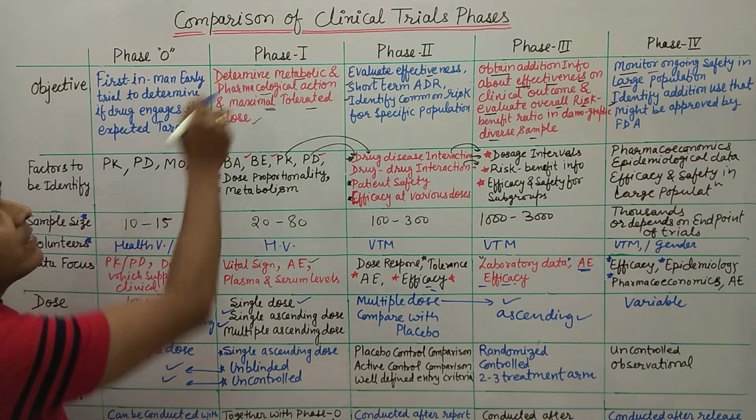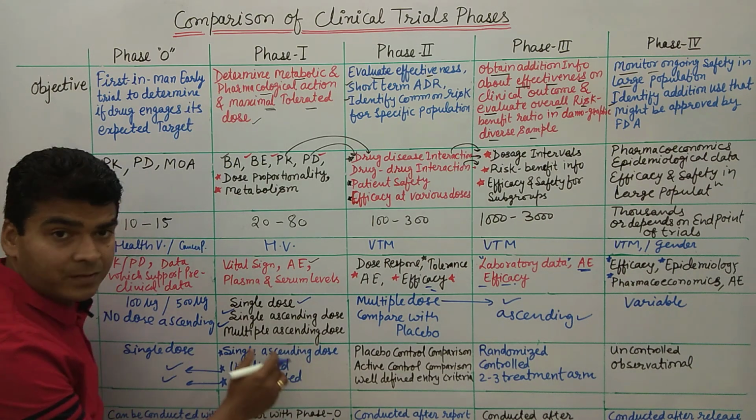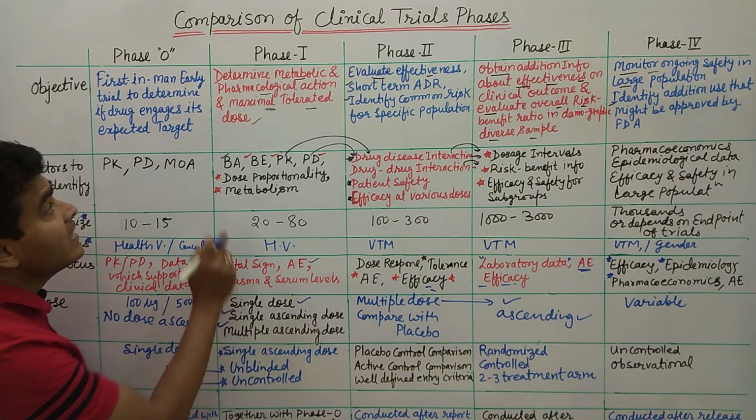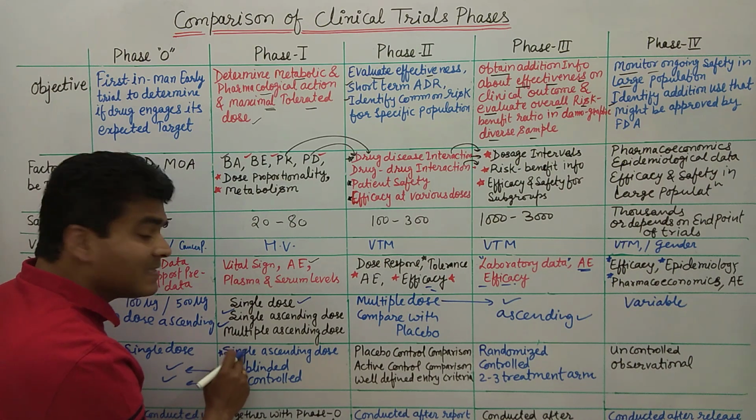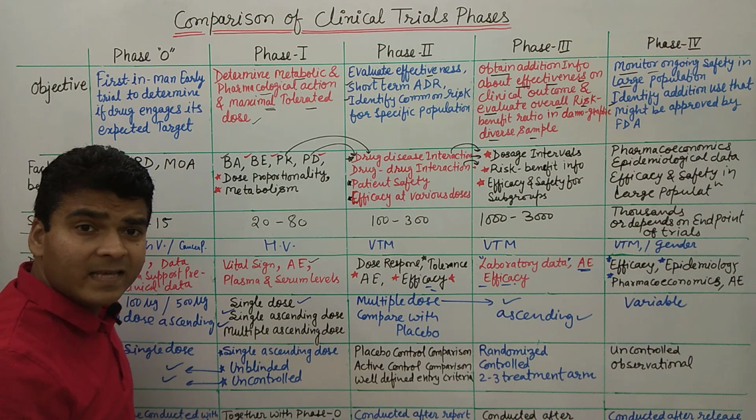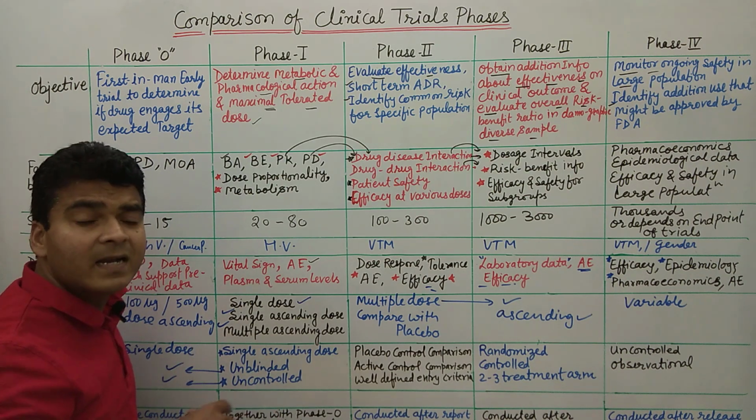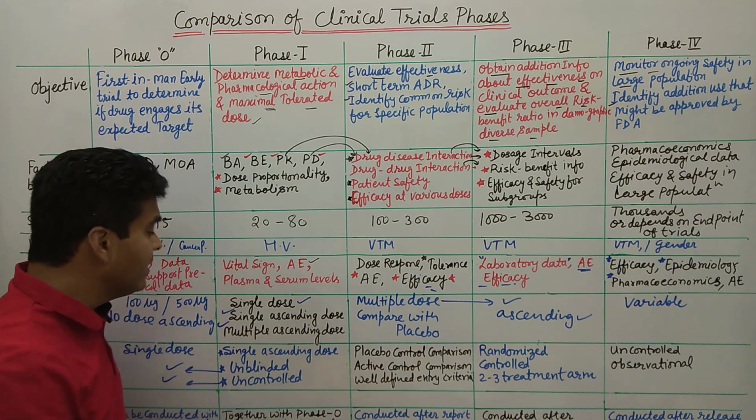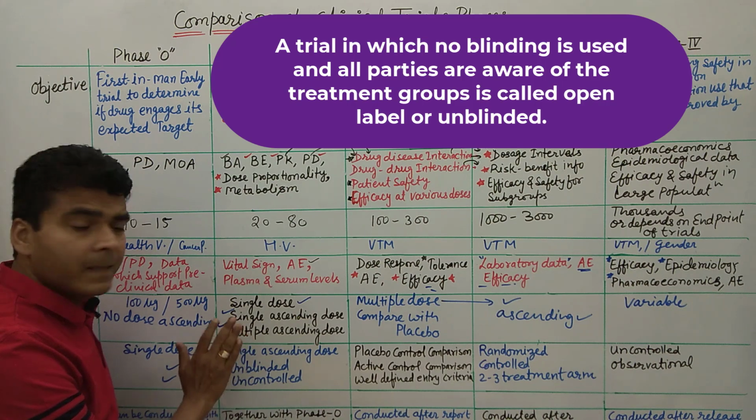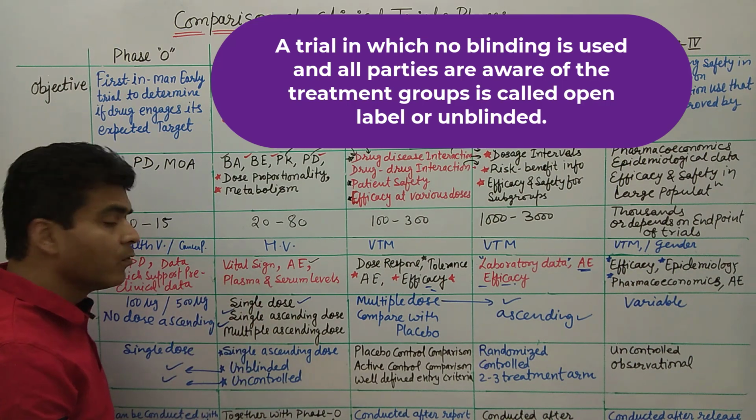If you are talking about phase 1, then phase 1 is single ascending dose. Here the dose is not ascending in phase 0, but in phase 1 there is an ascending single dose. And it is unblinded, there is no blinding. It is unblinded and uncontrolled. Generally trials are blinded and controlled, but phase 1 is unblinded and uncontrolled. I hope you are able to understand the meaning of blinding and control.